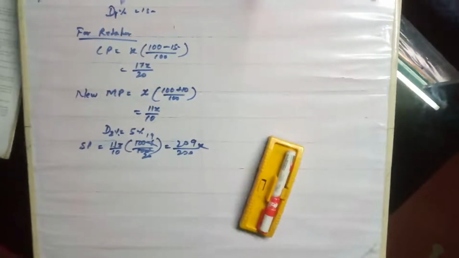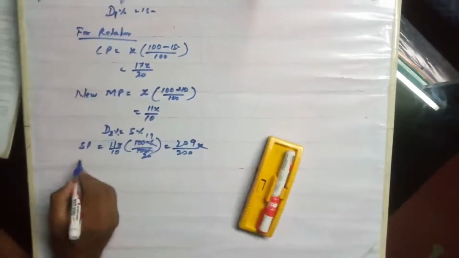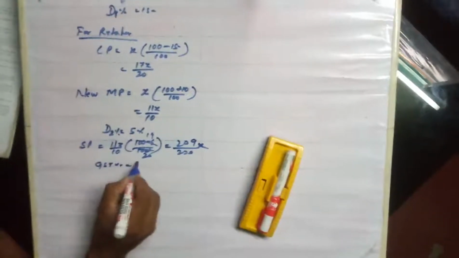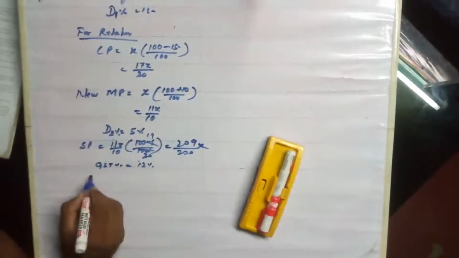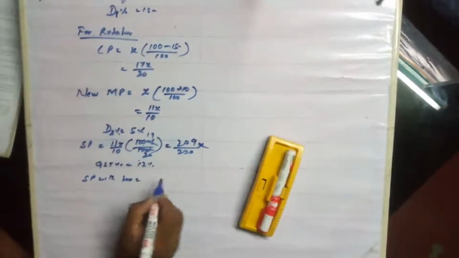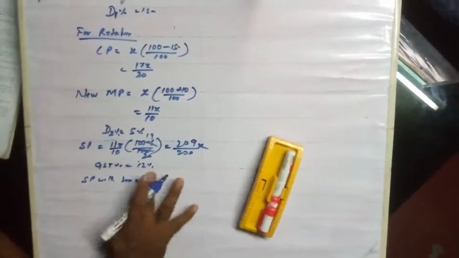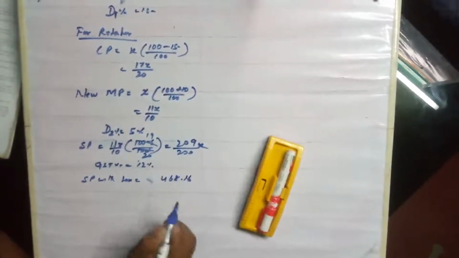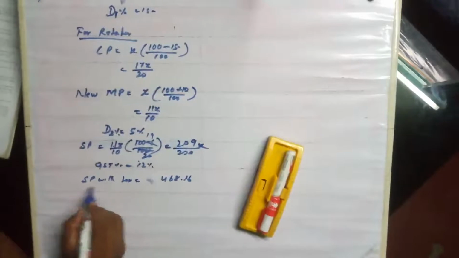So if the rate of GST is 12% and the buyer pays, here that GST is not calculated, only the buyer pays this much. Just a minute. So the GST percentage, how much? 12%. The tax percentage is 12%. So the SP with the GST, with the tax, is equal to how much is given? 468.16.